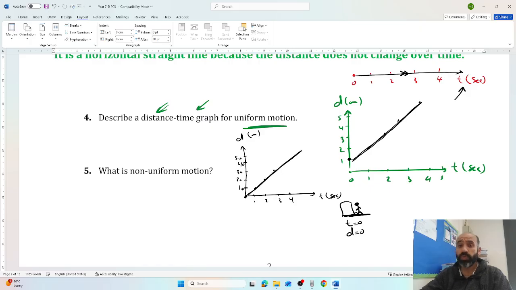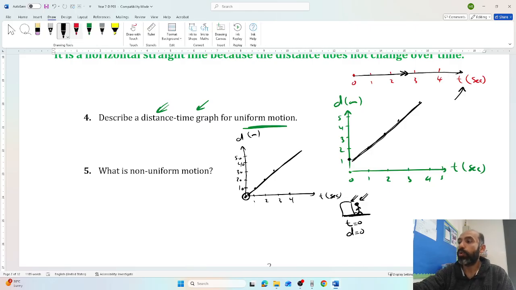So in this case, we will have also a straight line, but this straight line will start from the point of origin because the object was exactly at the reference point. There was no distance between the object and the reference point at the beginning when time was equal 0, right? So describe the distance time graph for a uniform object: it is represented by a straight line which has a constant slope or gradient. This is called slope.